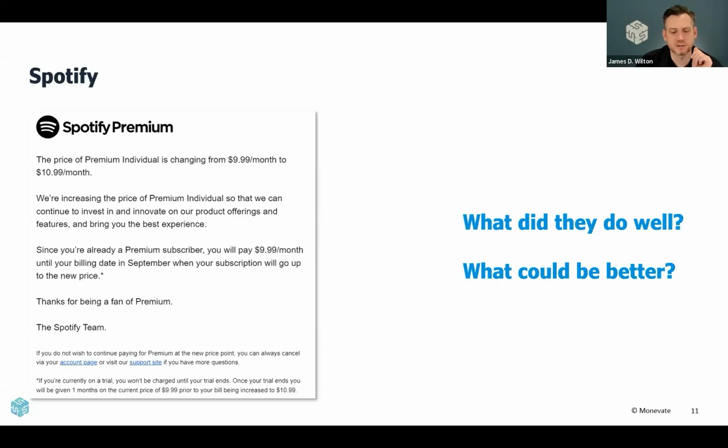All right, very quickly at the end then, I know we're running out of time. Let's maybe have a look at a couple of examples of some public messaging here. I know these public examples are always the B2C ones, but I do think they're useful in helping us think about the messaging. So you can see Spotify here. This is a note that they sent out relatively recently to put through a price increase. What did they do well? What could they have done better?